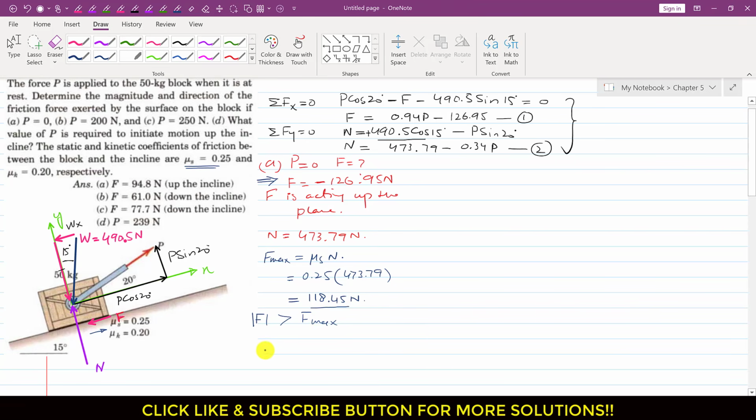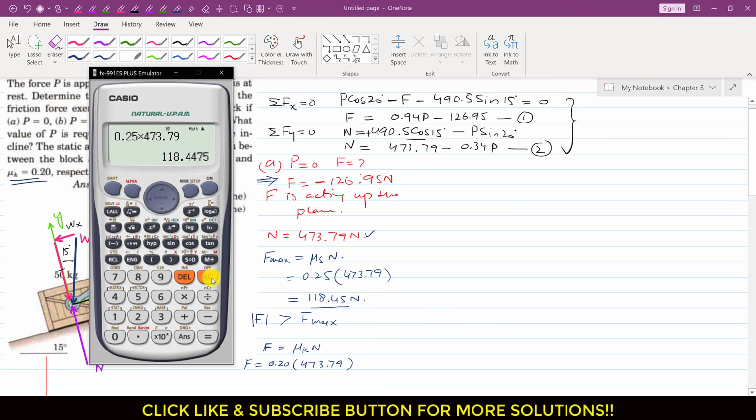Then we can find the accurate friction value from this equation. It will be equal to mu K N, where mu K is given, which is 0.20. So I will write 0.2 into N, and N is this thing, 473.79. So 0.2 into 473.79.